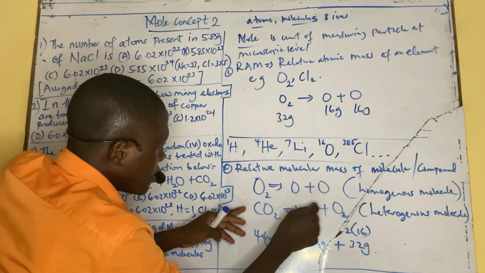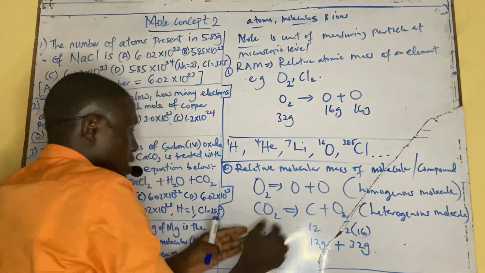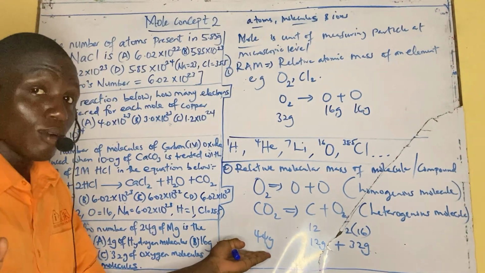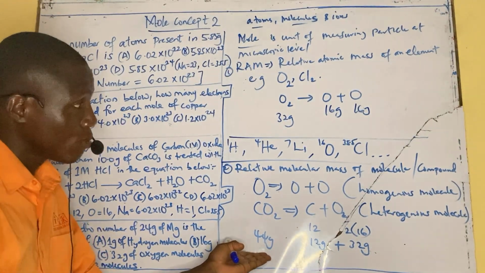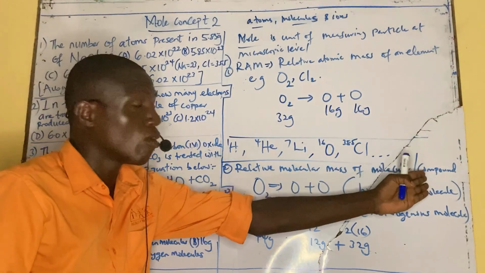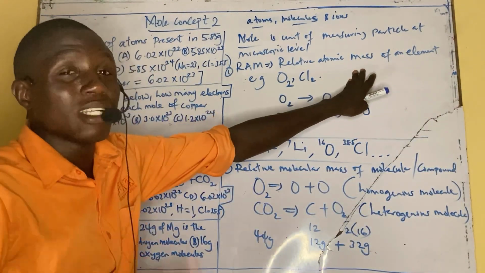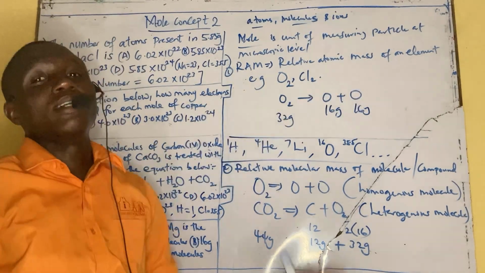So the relative molecular mass is just the sum of every individual mass of an atom in that molecule. That is the sum of this with this. Then the result will give us the relative molecular mass. So don't mix it up. This one has to do with a molecule or compound, with two or more atoms in a compound, while this one has to do with a single atom of an element.